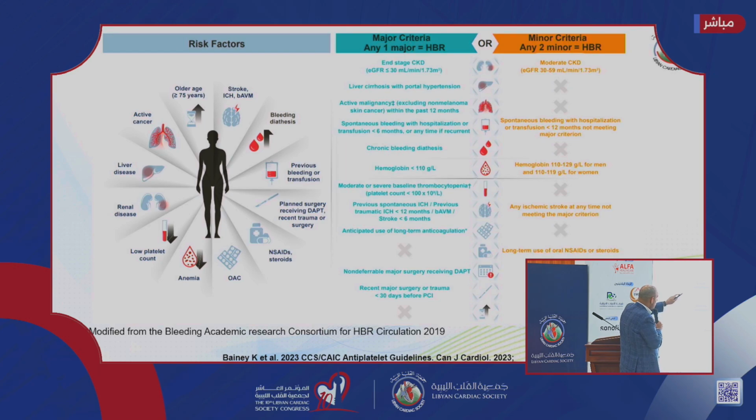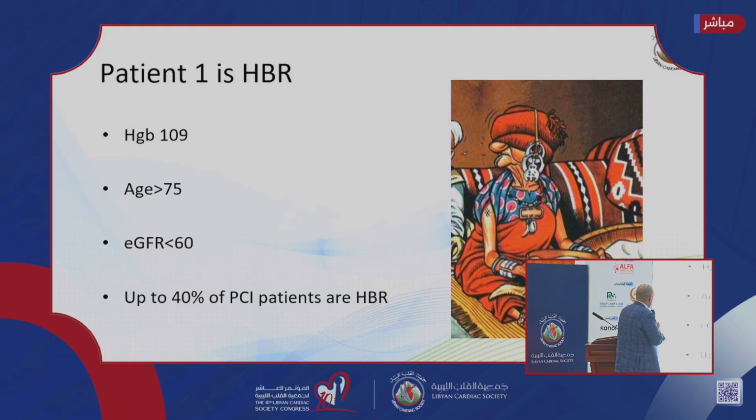If your hemoglobin was less than 110, or if you had moderate or severe thrombocytopenia with a platelet count of less than 100, those are on their own major criteria. If you are expected to use long-term anticoagulants, for example with concomitant atrial fibrillation, that's a high bleeding risk patient. These represent about 30 to 40% of our patients treated with PCI. So it's a very, very common condition. The patient that I described is high bleeding risk. She has a hemoglobin of 109, age more than 75, and eGFR less than 60.